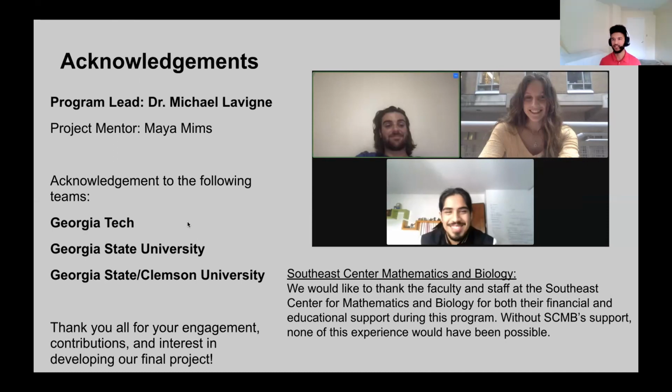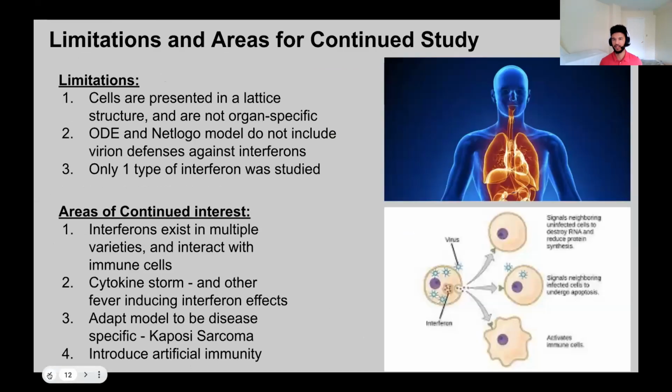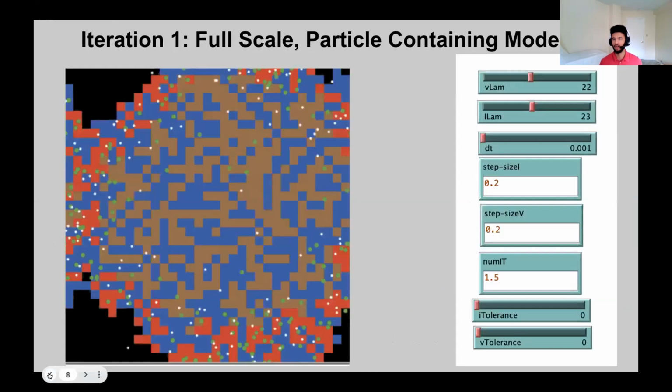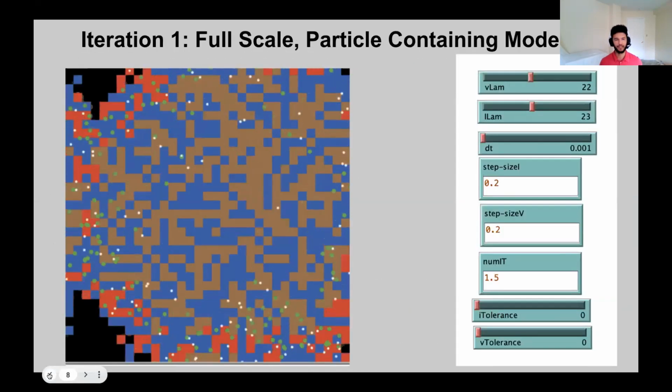Hey, thanks for that presentation, guys. I had a question about your NetLogo model. It looked like in your original iteration versus the simplified one, the pattern for the interferon spreading through the cells was pretty different. Could you comment on why they would move differently?